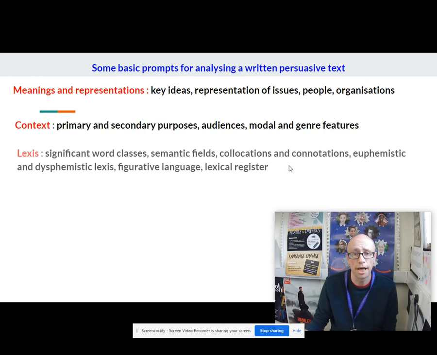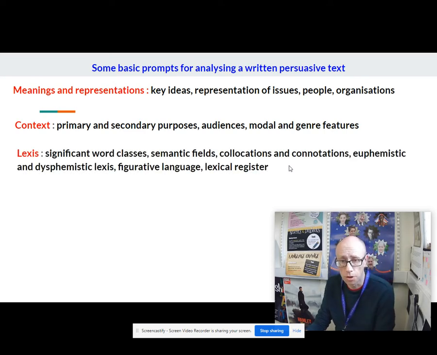Then focus on the words and think about word classes. Are there individual word classes which are prominent in this piece? Are there, for example, pre-modifying adjectives which are doing a lot of the heavy lifting in terms of the argument? Or maybe it's the abstract nouns. So what's going on with significant word classes?